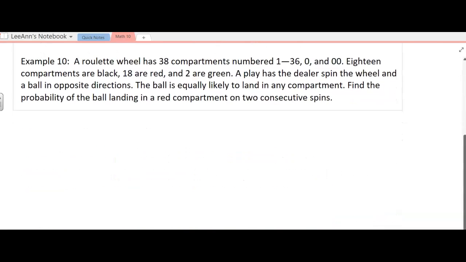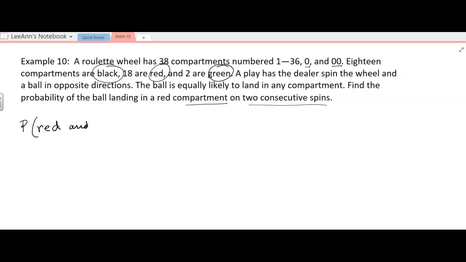Here's an example. A roulette wheel has 38 compartments numbered 1 through 36, and then one of them is numbered 0 and another 00. 18 compartments are black, 18 are red, and 2 are green. A player has the dealer spin the wheel and the ball, and they go in opposite directions. The ball is equally likely to land in any compartment. Find the probability of the ball landing in a red compartment on 2 consecutive spins. So those are your 2 events. What's the probability of getting red and red, on 2 separate tries?